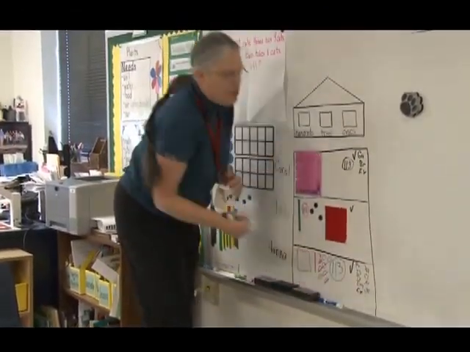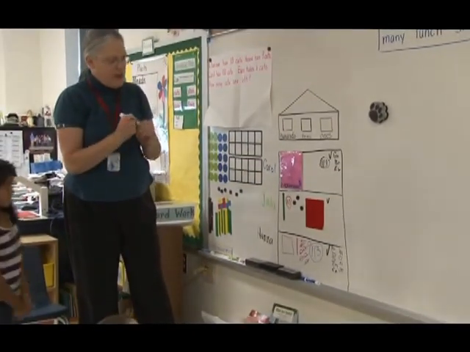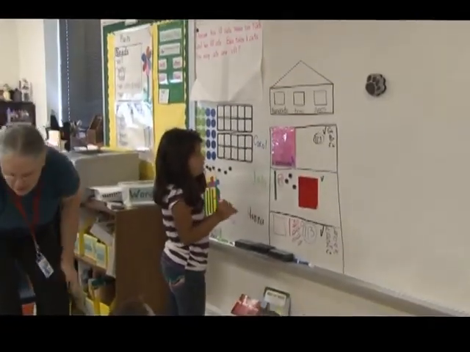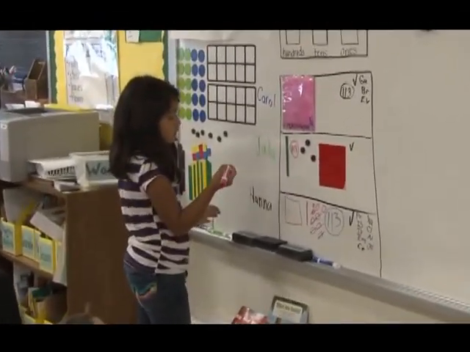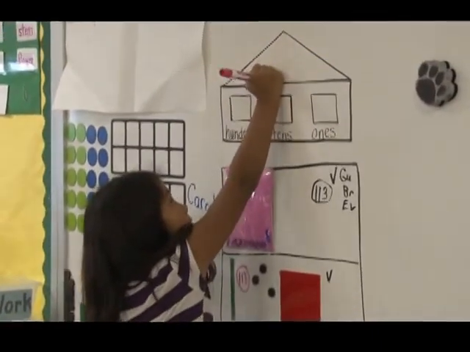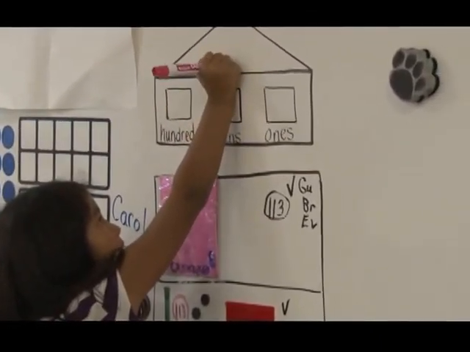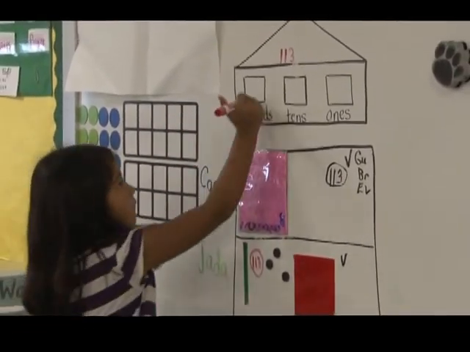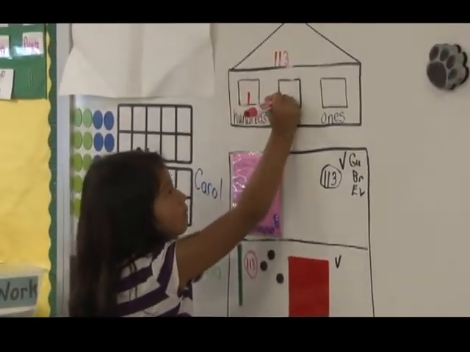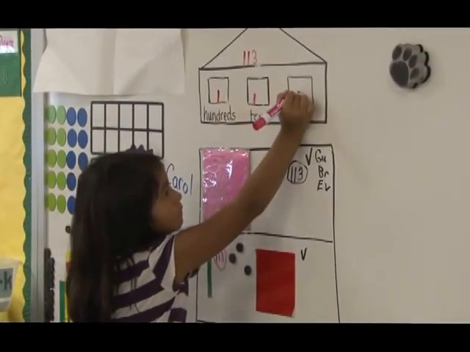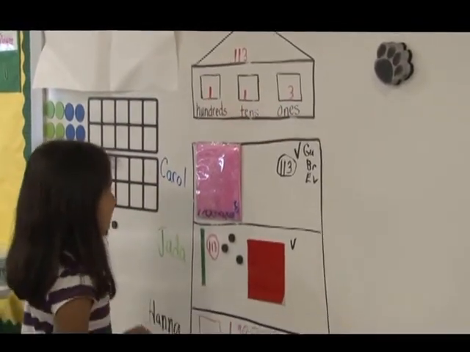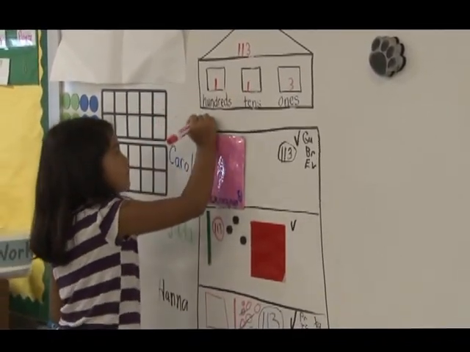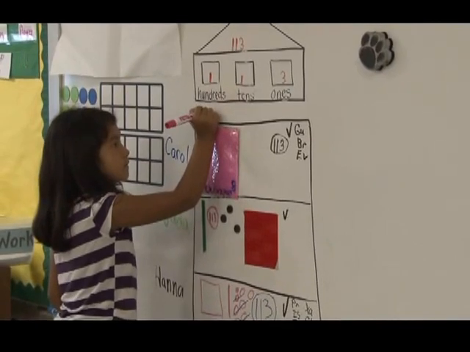And you. Sally, if you will come and show us on the place value house, the standard form in the roof for 113. Standard form. Show us in written form what it would look like. And show us in expanded form what it would look like. What does one in the hundreds really mean?